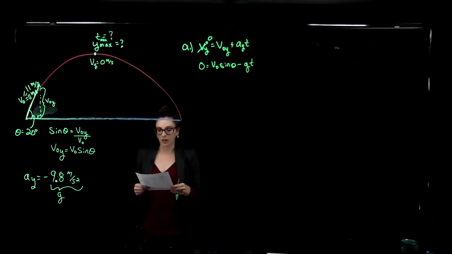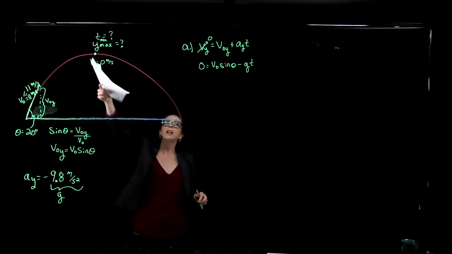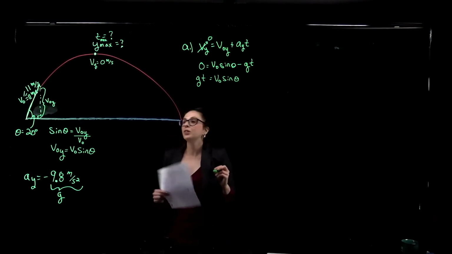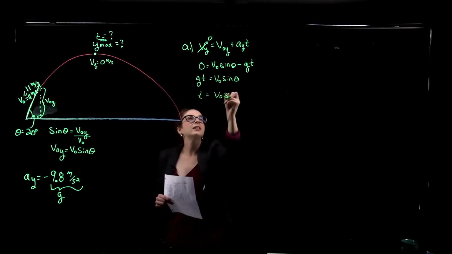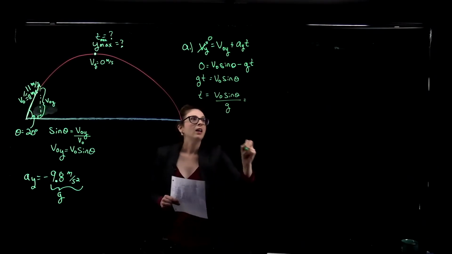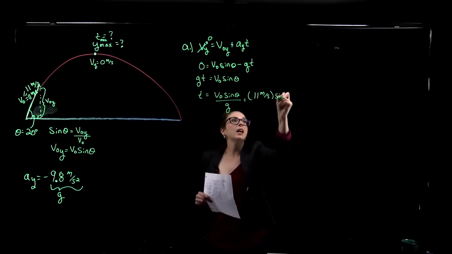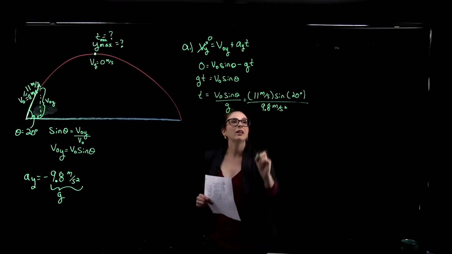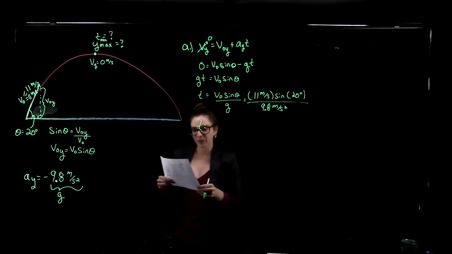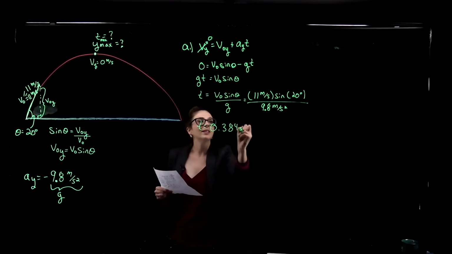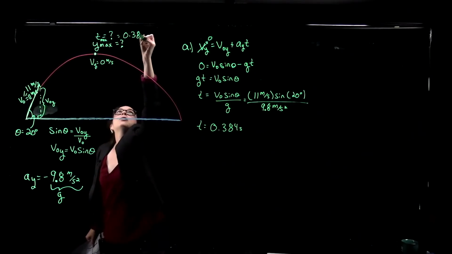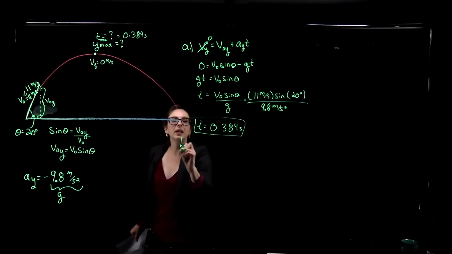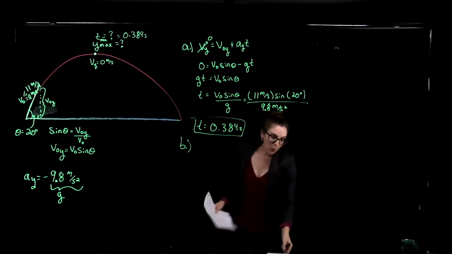So we want to solve this for t because we want to find how long it takes us to get right there. I'm going to add gt to the other side. We're solving for t, so I'm going to divide both sides by g. Then t is equal to V0 sine theta over g. And so that's going to be 11 meters per second times sine of 20 degrees divided by 9.8 meters per second squared. And so then time is equal to 0.384 seconds. So the time to the maximum height of our jump is 0.384 seconds.